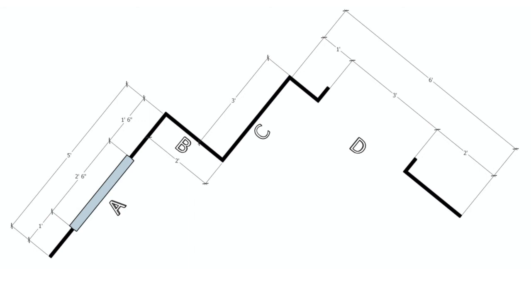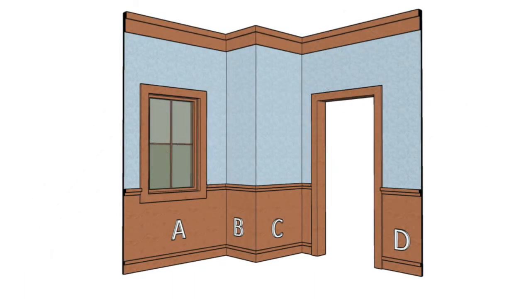Wall A is 5 feet wide, B 2 feet wide, C is 3 feet wide, and D is 6 feet wide. I've also supplied the measurements for the position of the window in wall A and the doorway in wall D. The height of the walls will be 10 feet. We will also add details such as a cornice molding, a chair rail, and a baseboard, as well as a casing around the window and the door.